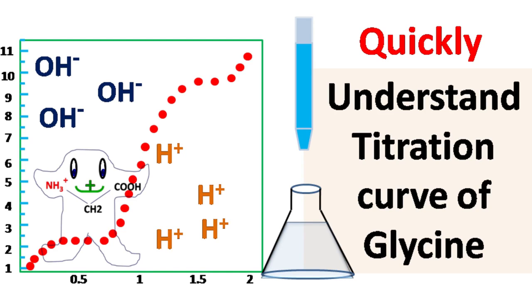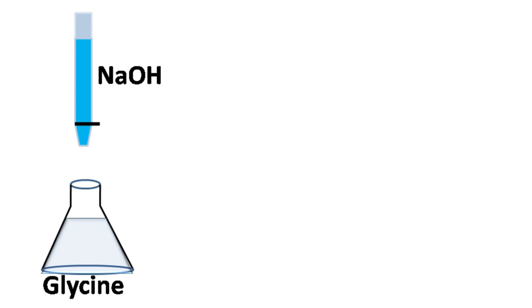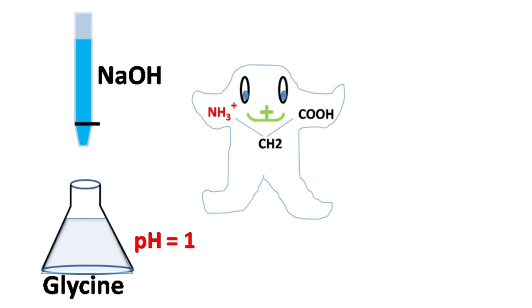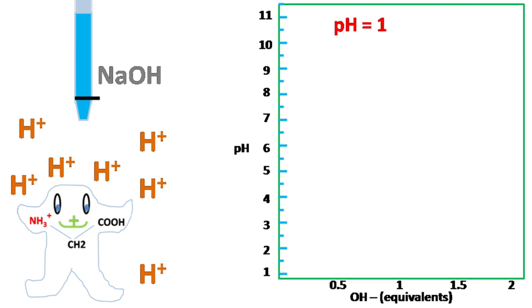Let's talk about titration of glycine. Titration involves gradual addition of H+ or OH- ions to a solution. In an acidic environment, glycine has a net positive charge. Let's say the pH of the solution is 1. It means there are going to be so many H+ ions in the solution.